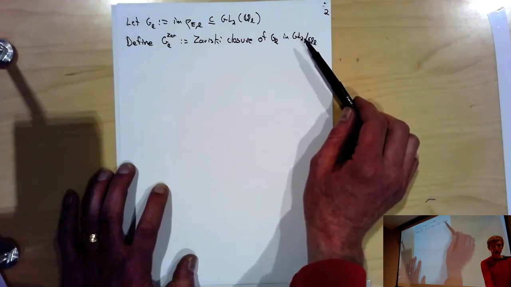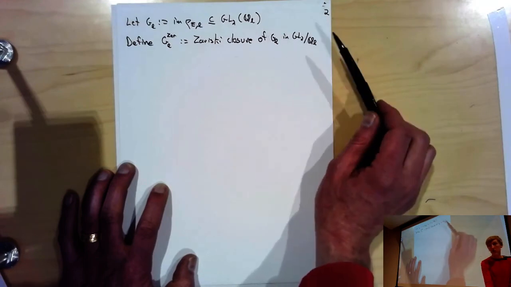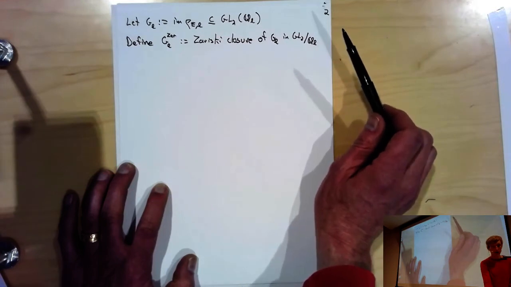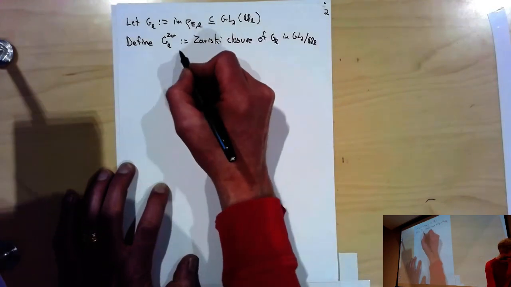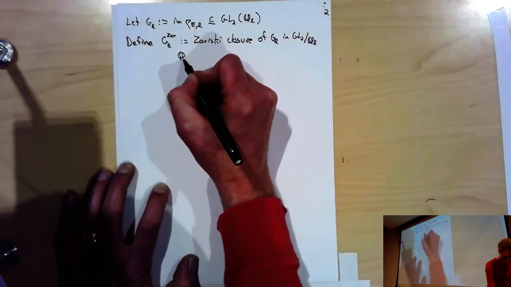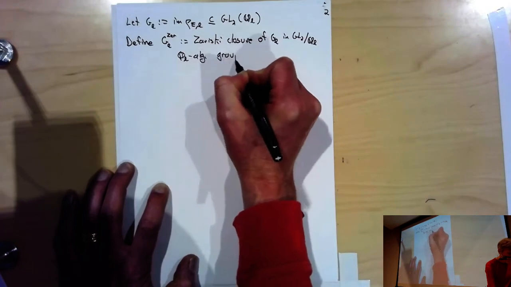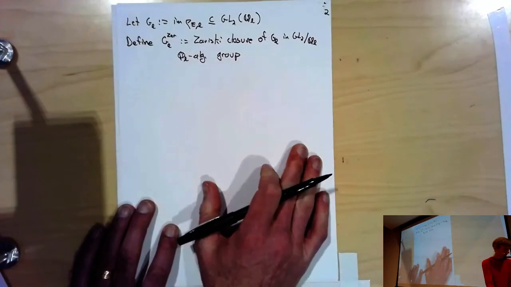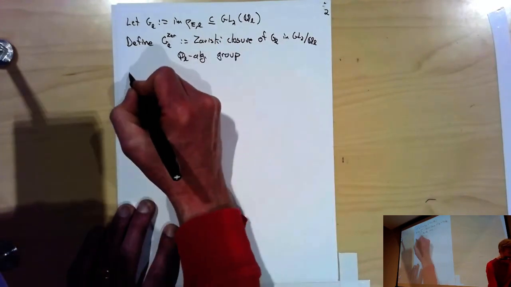I can now take the Zariski closure of that as a set, and then, wonder of wonders, one of the first things you prove when you're working in algebraic groups is that it turns out to actually also be a group, and so we get an algebraic group over QL. So this is going to be a QL algebraic group. Okay. So that means it can be defined as the zero locus of a set of polynomials with QL coefficients.